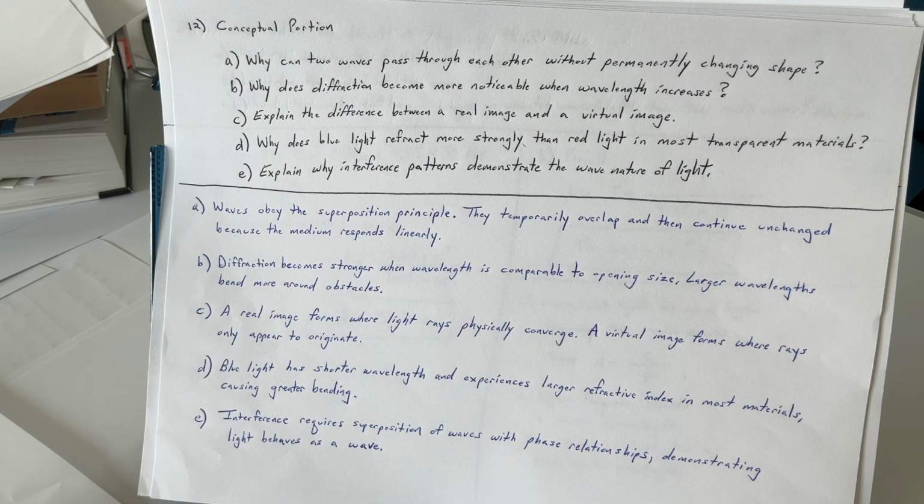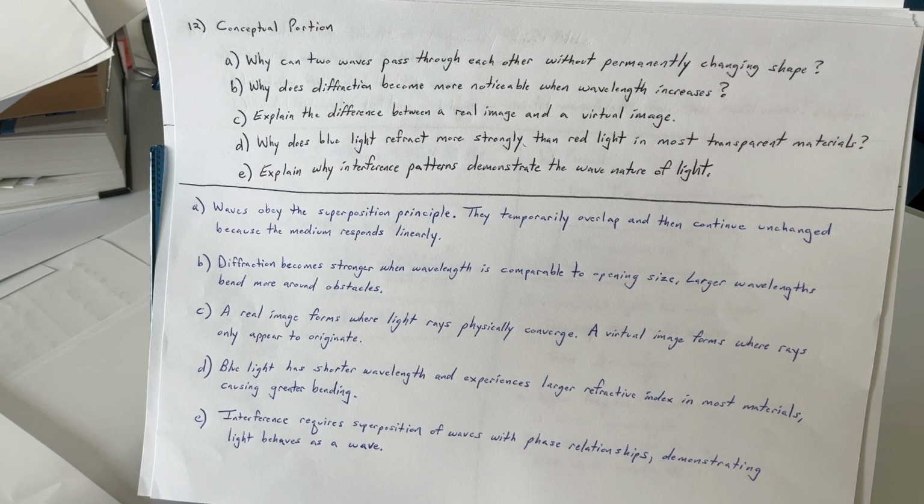Okay. Letter C, explain the difference between a real image and a virtual image. A real image forms where light rays physically converge. A virtual image forms where rays only appear to originate.